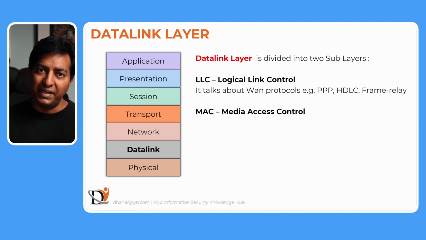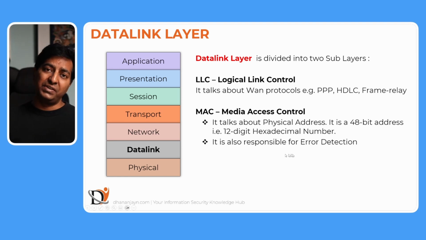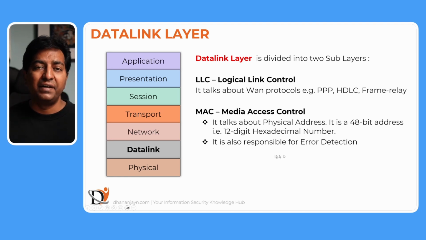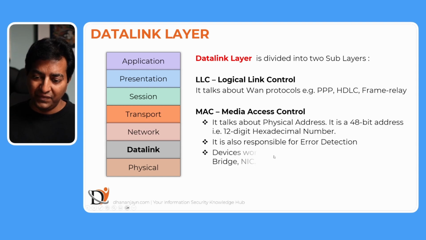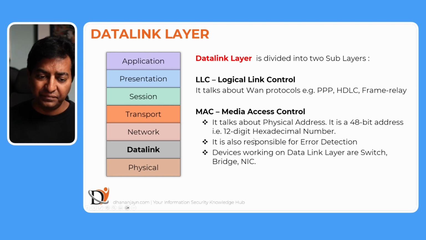And MAC is media access control. It talks about the physical address. It is a 48-bit address, that is a 12-digit hexadecimal number. So it is also responsible for error detection. And devices working at the data link layer are switches, bridges, and network adapters, that is, network interface cards.